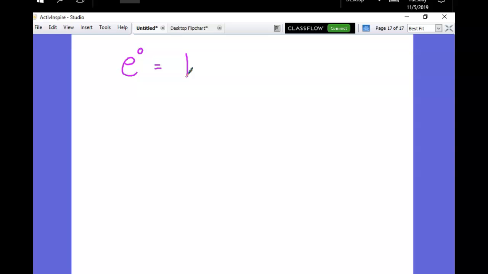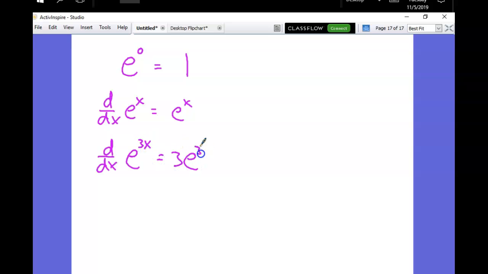All right. Next, what is the derivative of e to the x? E to the x. What is the derivative of e to the 3x? 3e to the 3x. So the derivative of the outside is this. The derivative of the inside is 3, right? Okay. So you'll be doing some derivatives of e functions tonight, right?